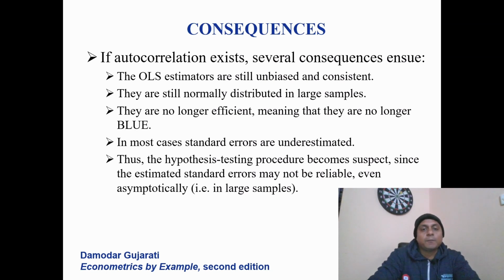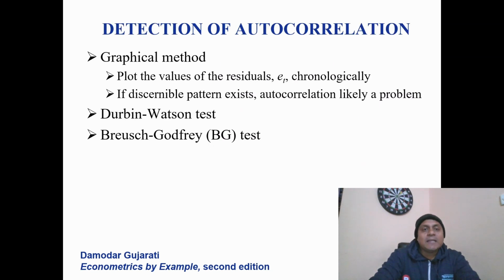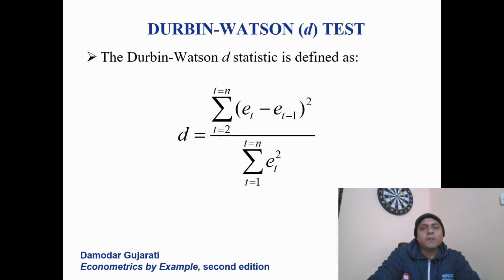So this is the problem of autocorrelation. Normally, autocorrelation exists in time series data, as it falls under the time-related issues. So it is more often found in time series data. One important way to detect autocorrelation is the Durbin-Watson test and the Breusch-Godfrey test. The Durbin-Watson test is very simple: take the difference of two consecutive error terms, square it, and divide by the sum of squared error terms.